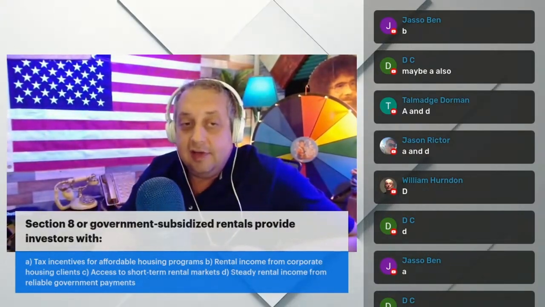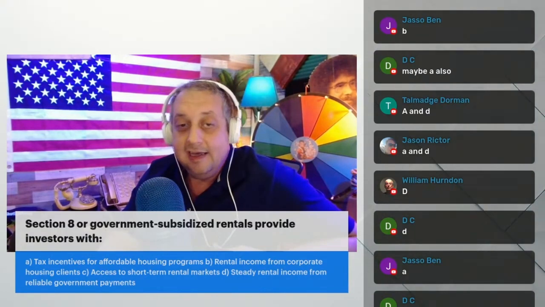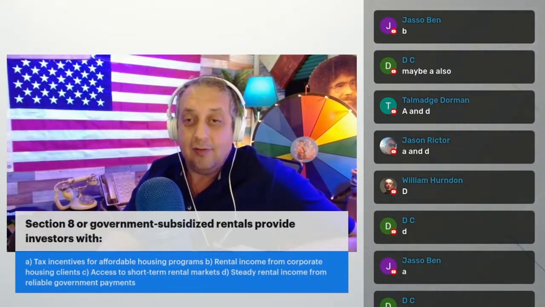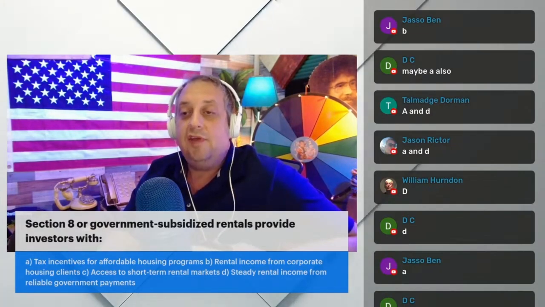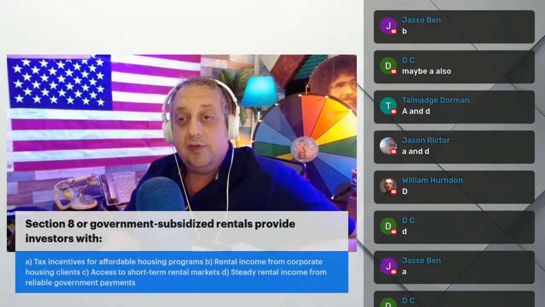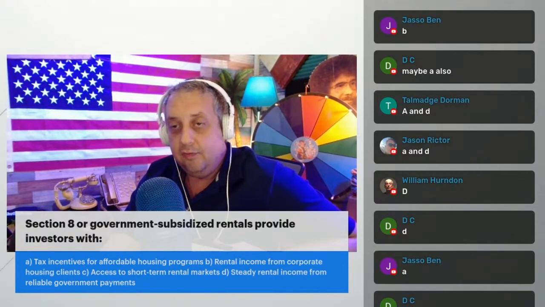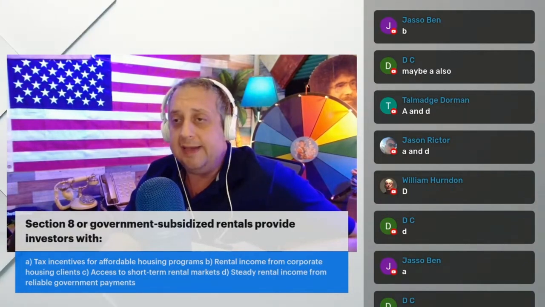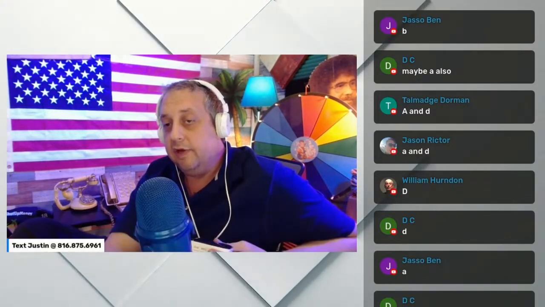Okay. So the answer that we're going to go with here, though, is D, steady rental income from reliable government payments. In other words, the rent is $1,100 a month. The government is sending the landlord $850, and the tenant is supposed to pay $300 a month directly themselves for the rent still. Okay, so that's how that works. All right, next question.